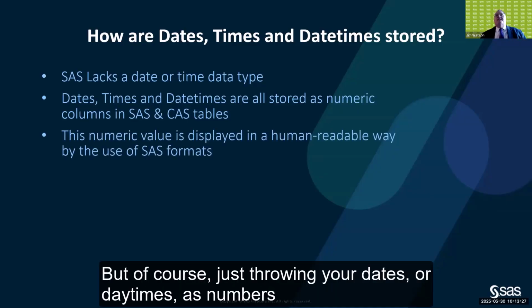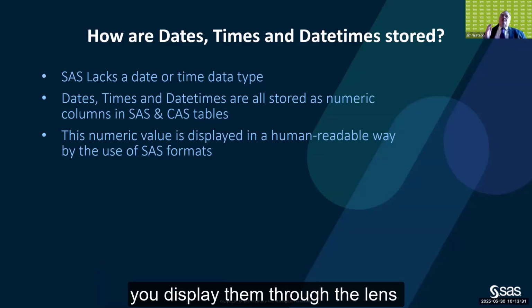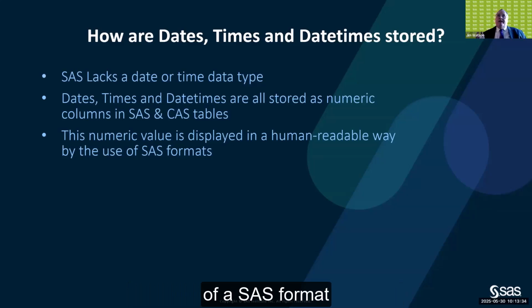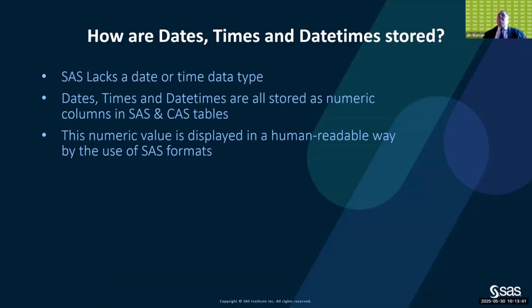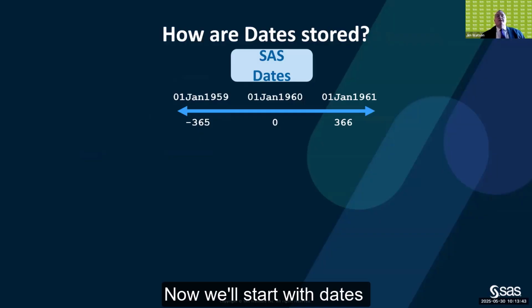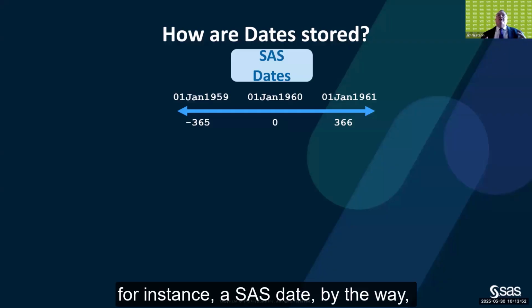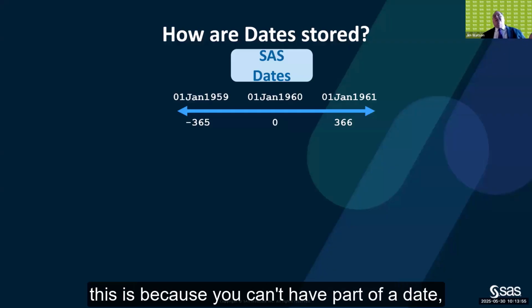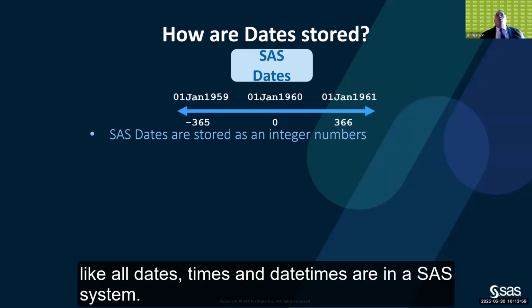But of course, just storing your dates or datetimes as numbers is not exactly human readable. So mostly you display them through the lens of a SAS format, either something you chose from our extensive catalog of pre-built SAS formats or something that you generate yourself. Now, we'll start with dates because of all the time-based types in a SAS system, these are by far the most popular. For instance, a SAS date, by the way, is stored just as regular integers. This is because you can't have part of a date, but it's still stored as a numeric value like all dates, times, and datetimes are in a SAS system.